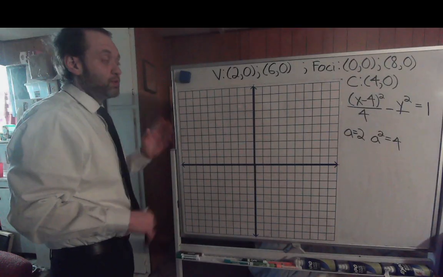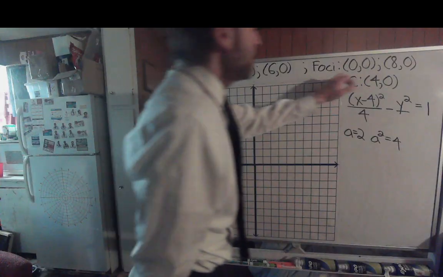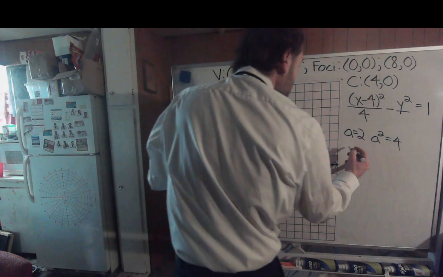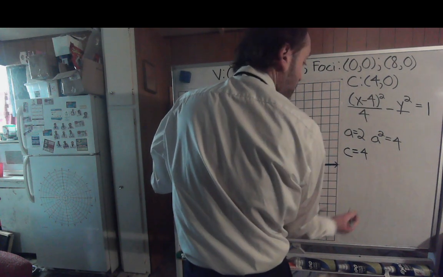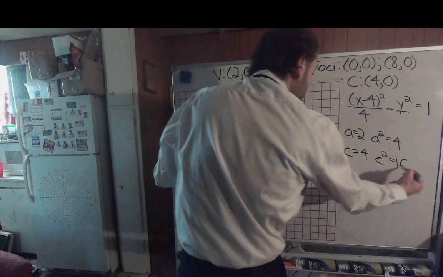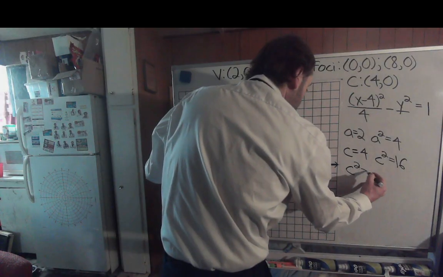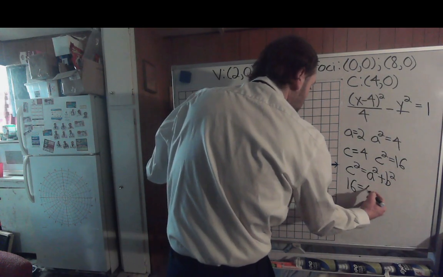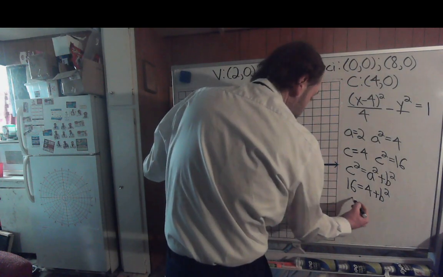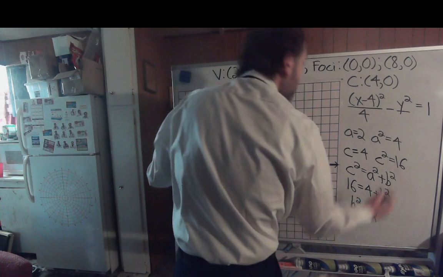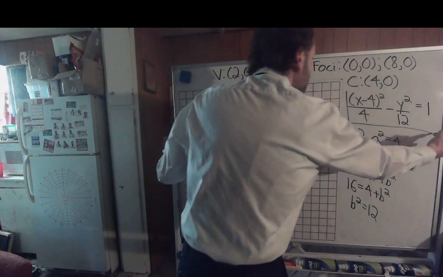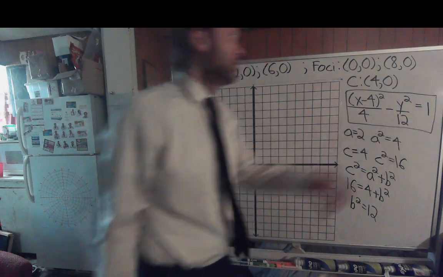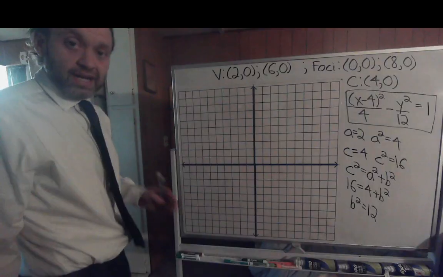Now, we don't know the length of the minor axis, but we do know the foci are (0, 0) and (8, 0). That's a change of 4 in each direction from the center, which means your value of c has to equal 4, so c squared would have to equal 16. And remember, c squared equals a squared plus b squared. So now we can solve for b squared because we could take 16, set that equal to 4 plus b squared, which simply has to mean b squared equals 12. So you'll put that below your y squared. So the equation you should get is (x minus 4) squared over 4 minus y squared over 12 equals 1. So that isn't too bad.